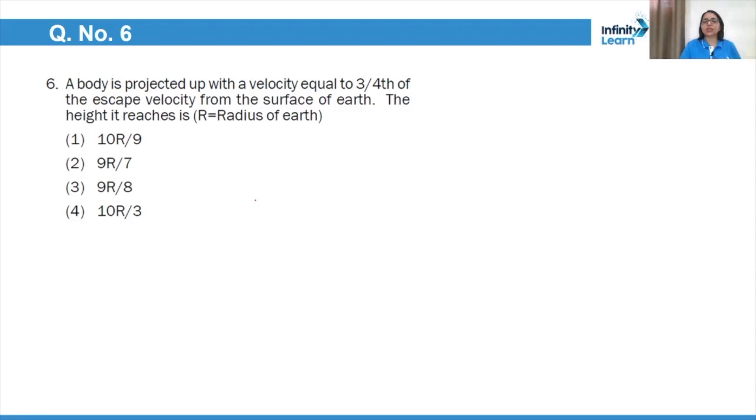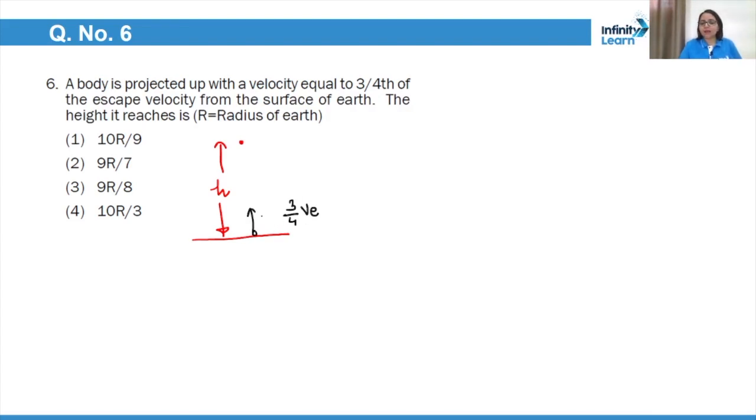Question number 6. A body is projected up with a velocity equal to 3/4 of its escape velocity from the surface of Earth. The height it reaches is. So let's say this is the surface of the Earth and this is the maximum height achieved by the body.